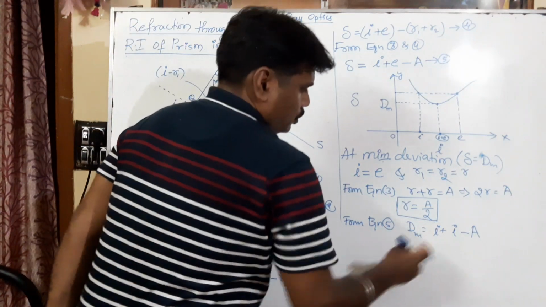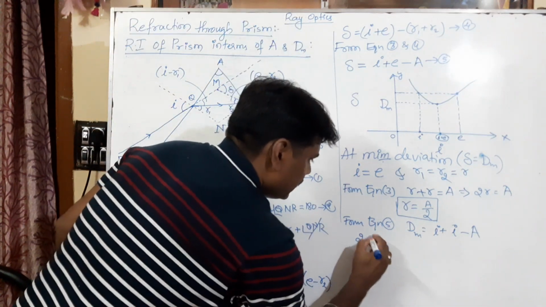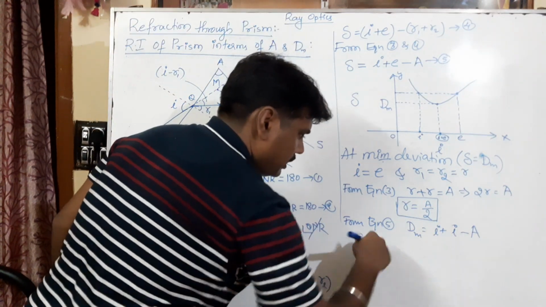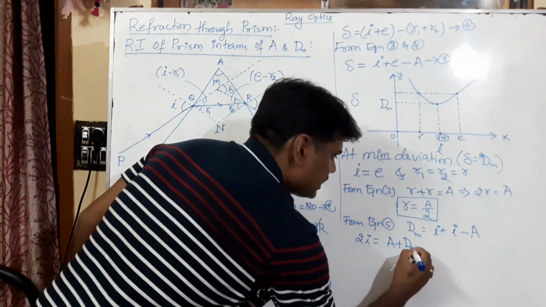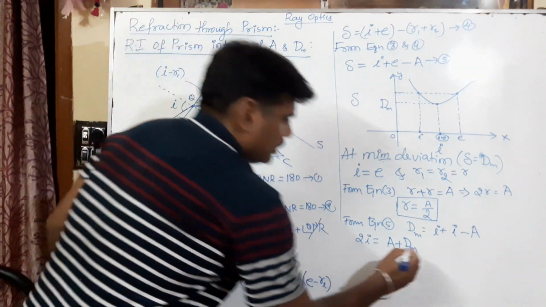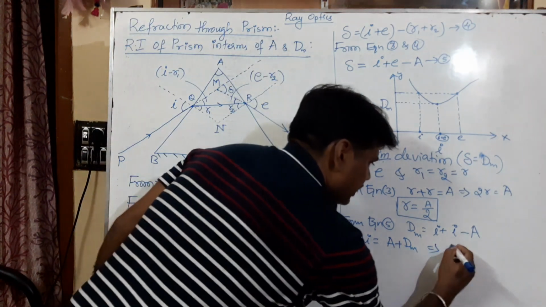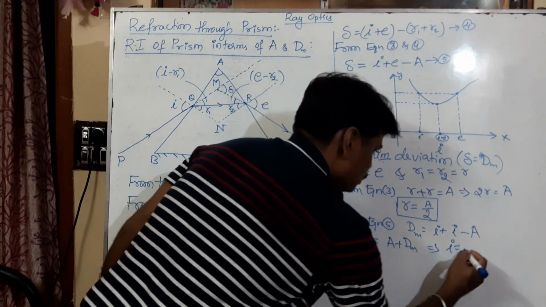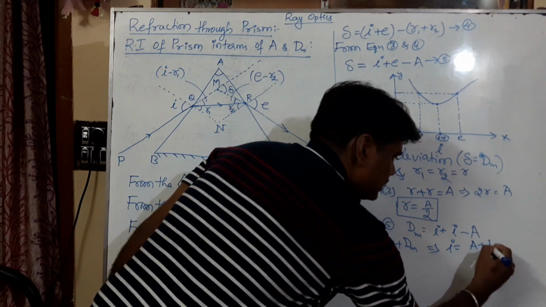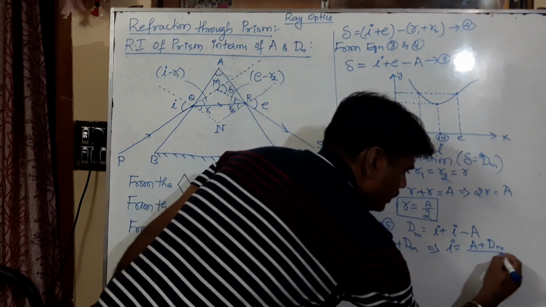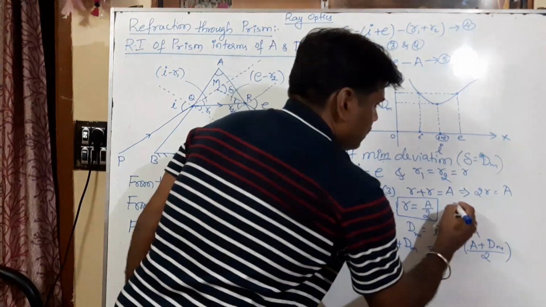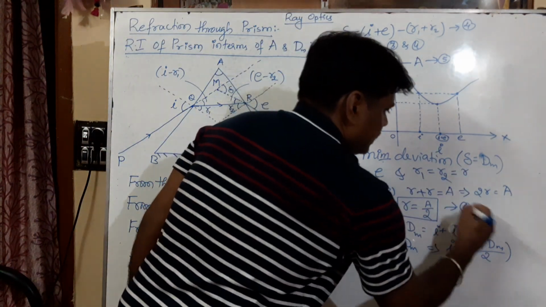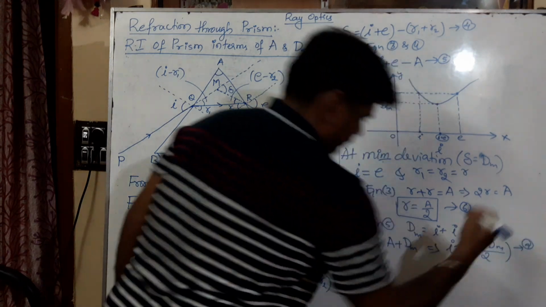Now I plus I is 2I. 2I is equal to A plus Dm, where A comes to the left-hand side, that will become A plus D subscript m, minimum deviation. Then which implies that the angle of incidence is equal to the angle of the prism plus the angle of minimum deviation, whole divided by 2. This is the condition we are getting. So it is equation number 6 and this is equation number 7.